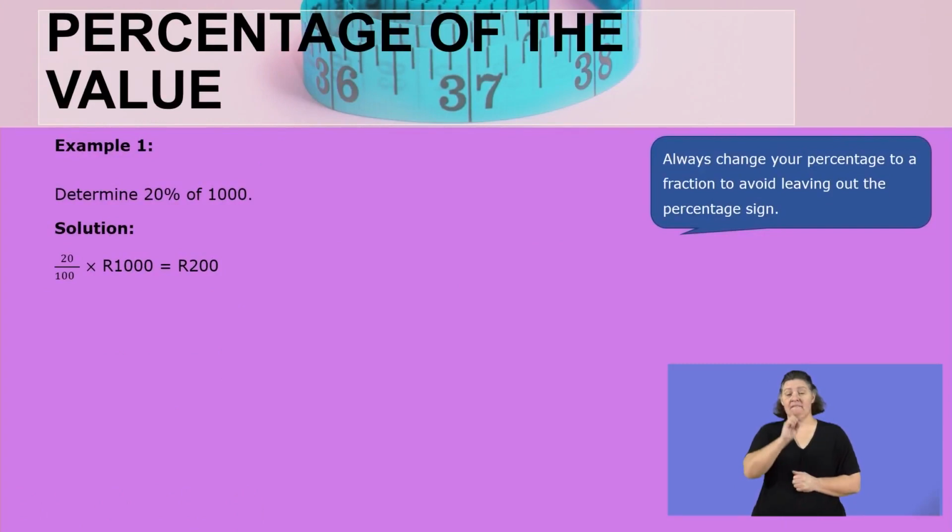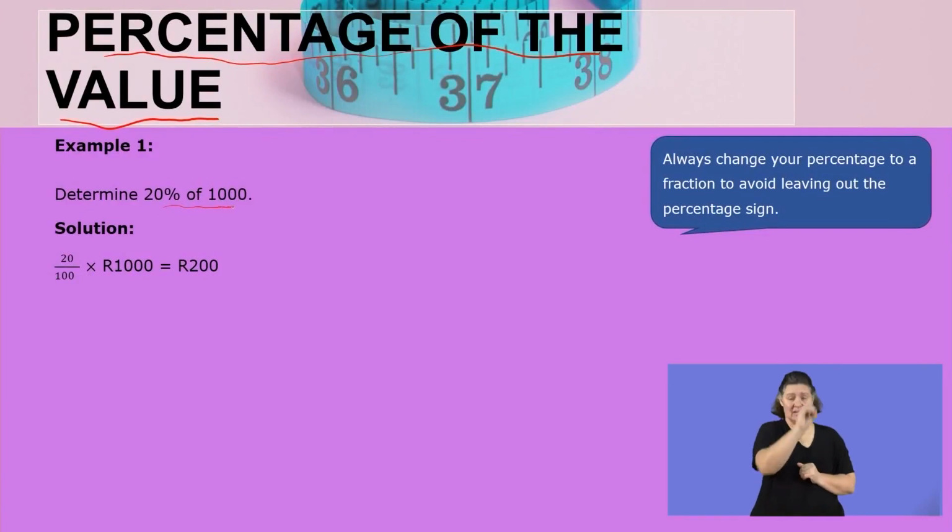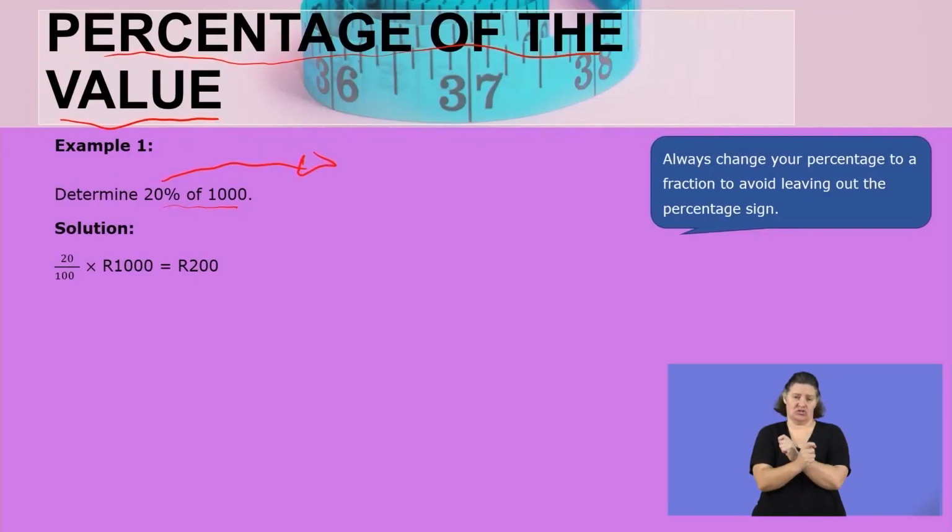Okay. The first example, therefore, is to determine 20% of 1,000. Now, the topic that we are doing is calculating the percentage of the value. You must be able to calculate a percentage of a value. So if the question is determine 20% of 1,000, what is key? For you to do the calculation, it is always easy to change this percentage to the fraction form. This is the first step. Please make sure that before you do your calculation, you change it to a fraction form.